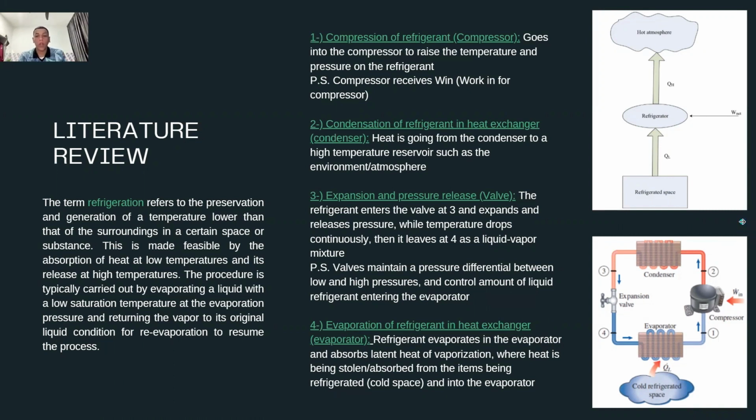For the compression of the refrigerant, it's basically raising the temperature and the pressure of the refrigerant and receiving work from the compressor. For the condensation of the refrigerant, heat is going from the condenser to a high temperature reservoir, such as the environment or the atmosphere around the cold space. And for number 3, the expansion at the throttling or pressure valve, the refrigerant enters the valve at point 3 and expands and releases pressure with temperature dropping continuously. Then it leaves at 4 as a liquid-vapor mixture.